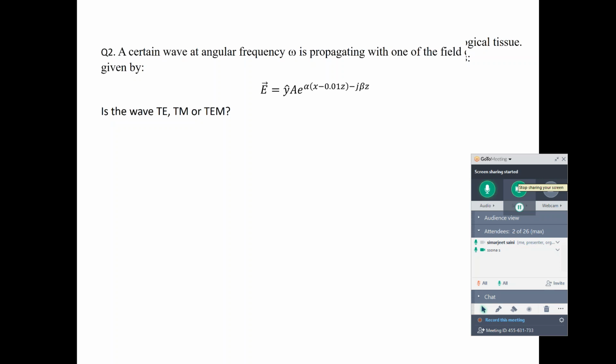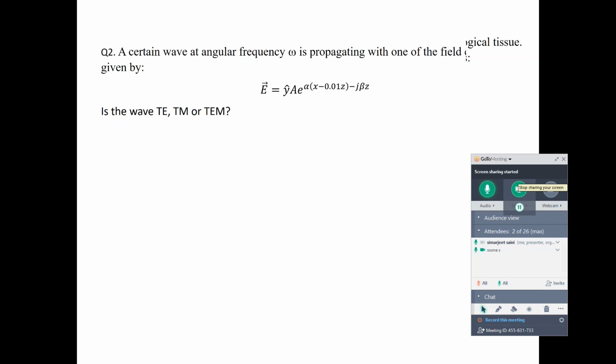Again, look for that imaginary component in the phasor term. That would tell you the direction in which the wave is propagating. Once you determine that direction, the other two directions would be the transverse components, and then try to see what's happening in the transverse components.